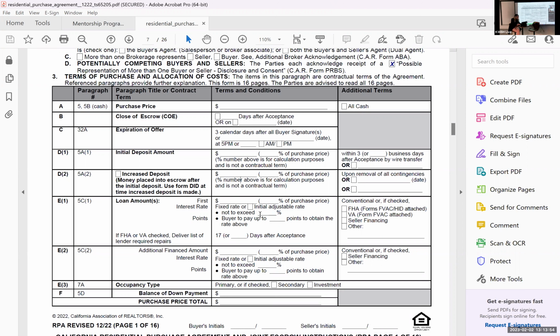The second line here, very important: not to exceed blank percent. I see this all the time, blank. This is super bad that you're leaving it blank. Let me tell you why. Because a loan contingency covers all of the terms within what you're writing into the contract. So right now we have a fairly volatile interest rate situation, right? It can go up and down.